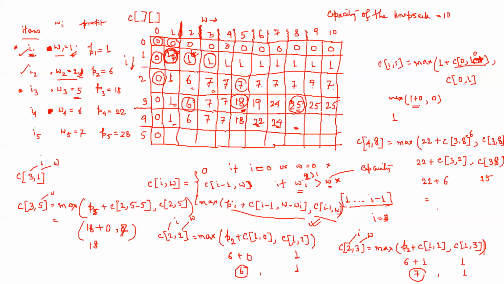So which one is maximum? 28 is the maximum value. This one is 28 and this one is 25. So if the maximum value is 28, this cell should be 28.